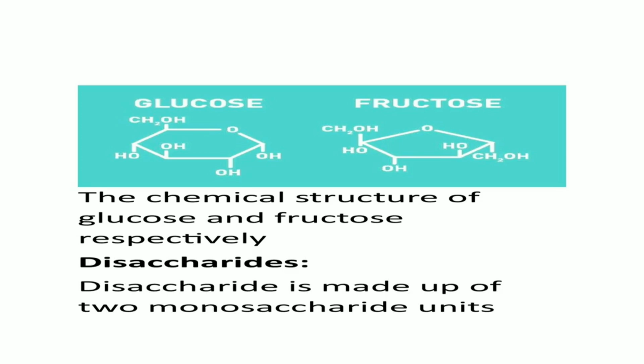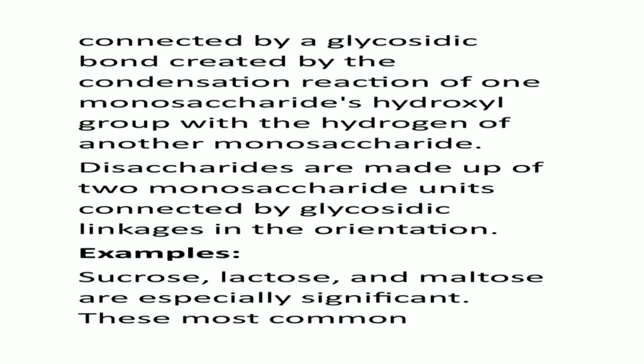Disaccharides. A disaccharide is made up of 2 monosaccharide units connected by a glycosidic bond created by the condensation reaction of one monosaccharide's hydroxyl group with the hydrogen of another monosaccharide. Disaccharides are made up of 2 monosaccharide units connected by glycosidic linkages in the alpha or beta orientation. Examples: sucrose, lactose, and maltose are especially significant.